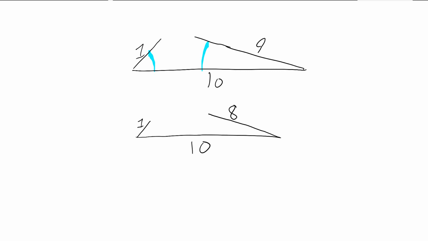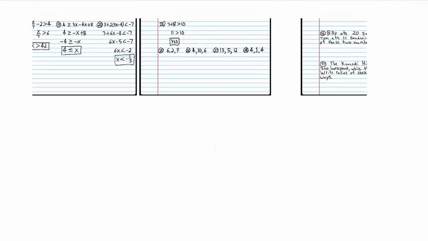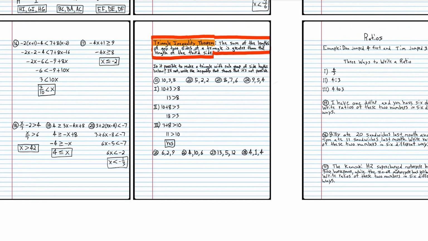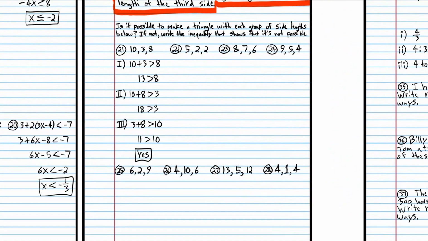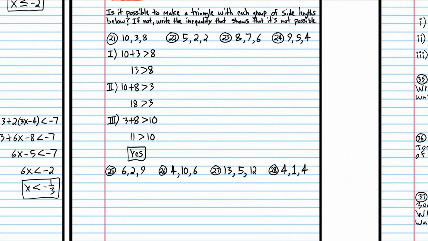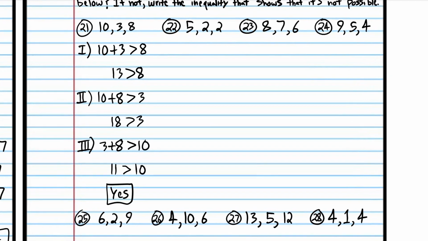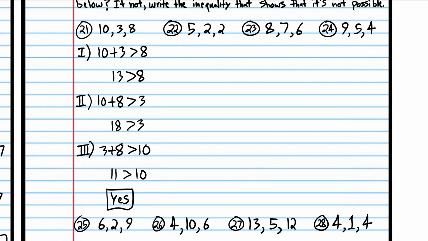So the absolute smallest sum that you can have has to be greater than 10. So that's why this triangle inequality theorem works. You can't make a triangle unless those two sides are big enough to connect. So that said, let's do some more of these problems, and you'll get the point.